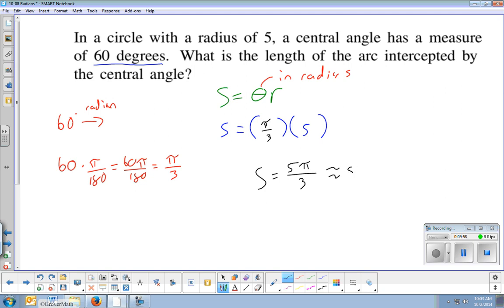Now, the question didn't specify what they wanted. So 5 pi over 3 would be my answer because I don't want to round when it doesn't tell me to round, and this is an exact answer where this is an approximate answer. But that's how we'd go about it. But the key is to remember that the angle has to be in radians.